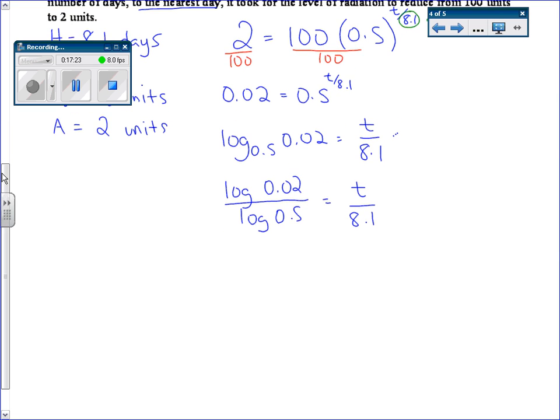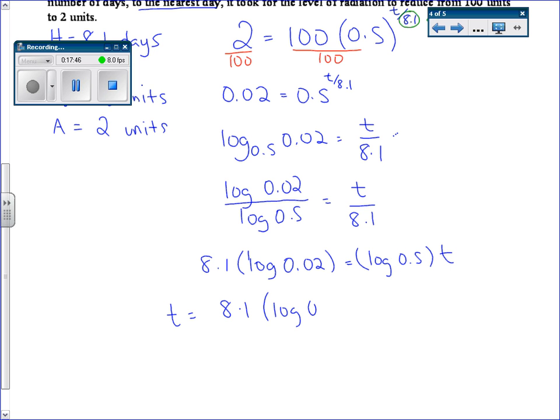And you can do this 2 different ways here. Basically, this is just cross multiplying and dividing. So 8.1 times log 0.02 is equal to log 0.5 times t. So t is equal to 8.1 times log 0.02 divided by log 0.5, which will give you a time period here of 45.7 days, and we want it to the nearest day, so 46 days. Right? Always round up there.